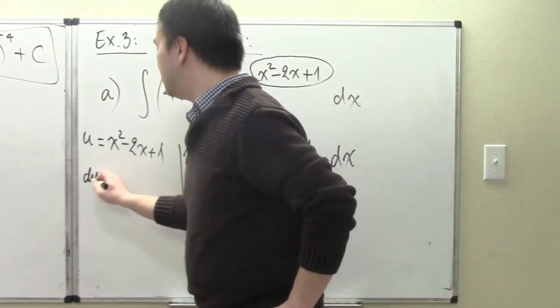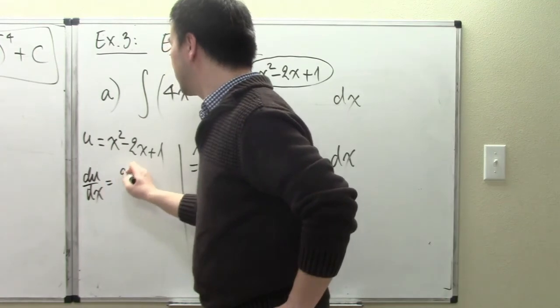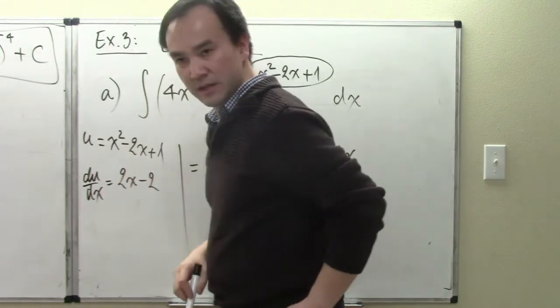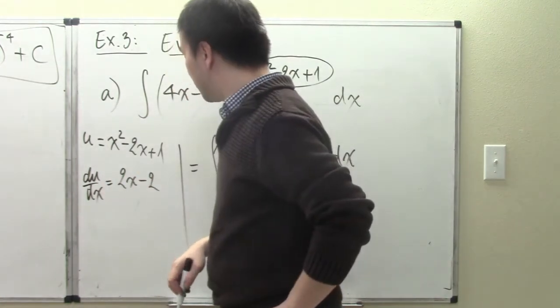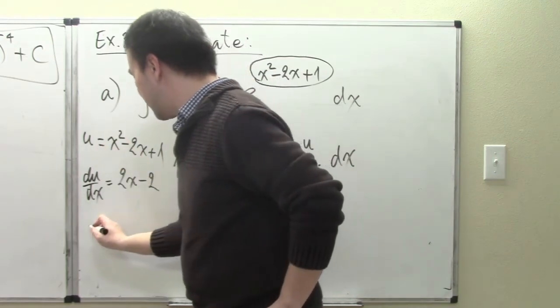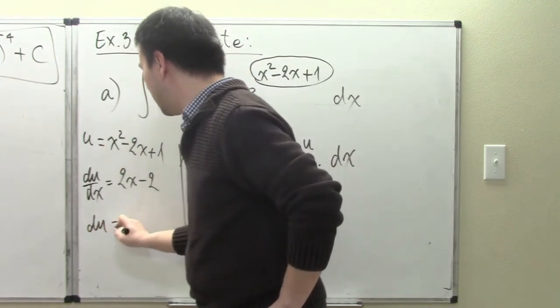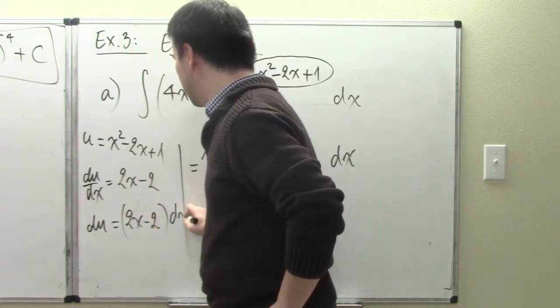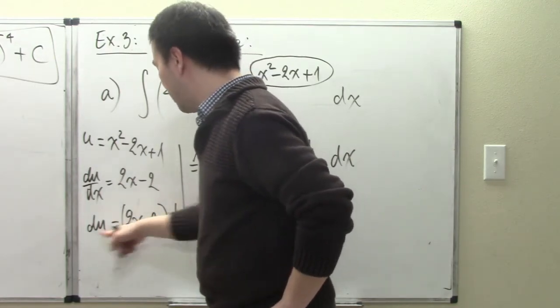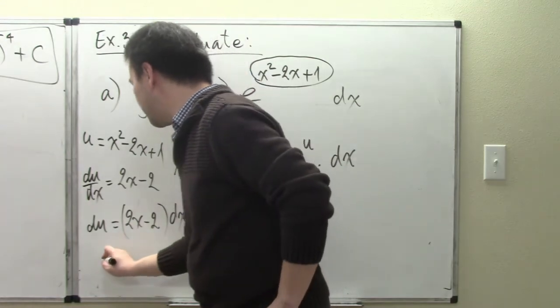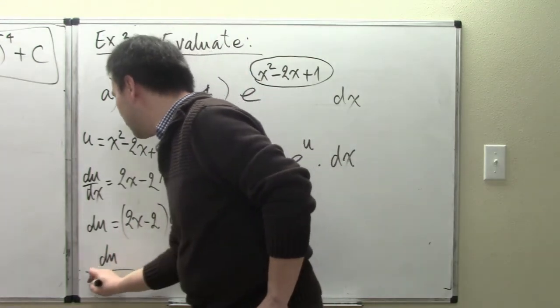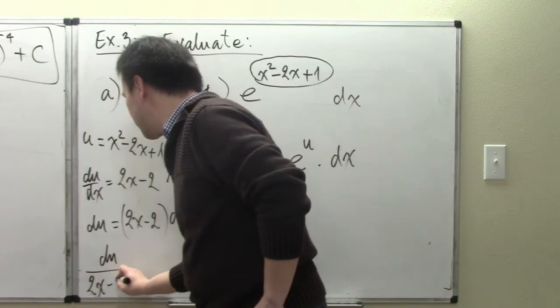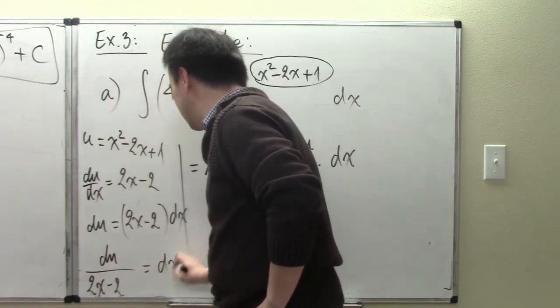So du dx is 2x minus 2. Okay, du dx is 2x minus 2. And so in that way, I can see that du equals 2x minus 2 times dx, and I can divide both sides by 2x minus 2, so that gives me du over 2x minus 2 equals dx.